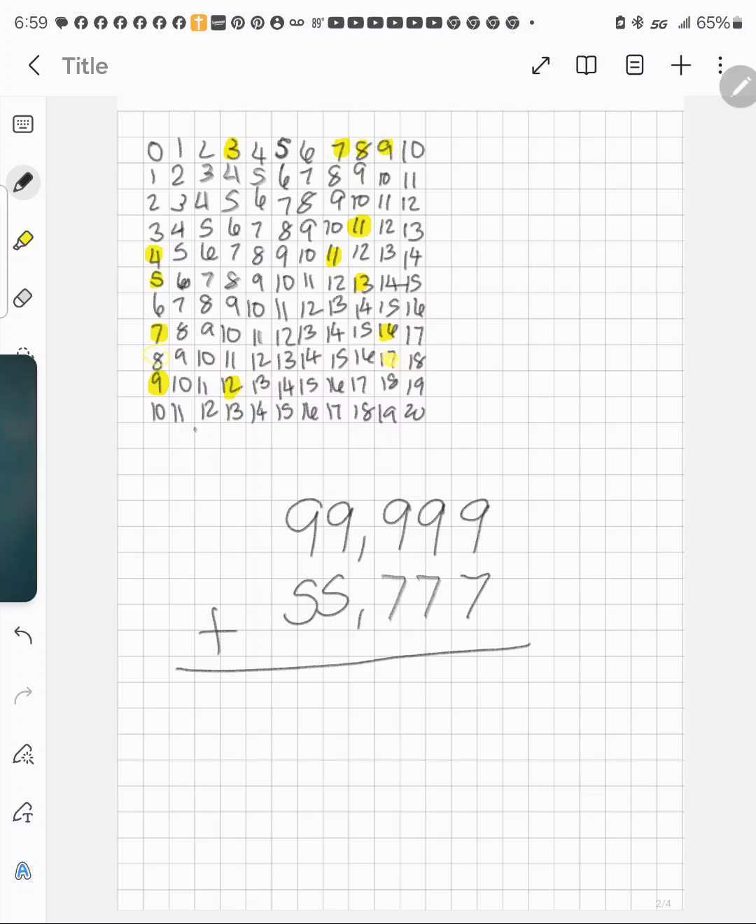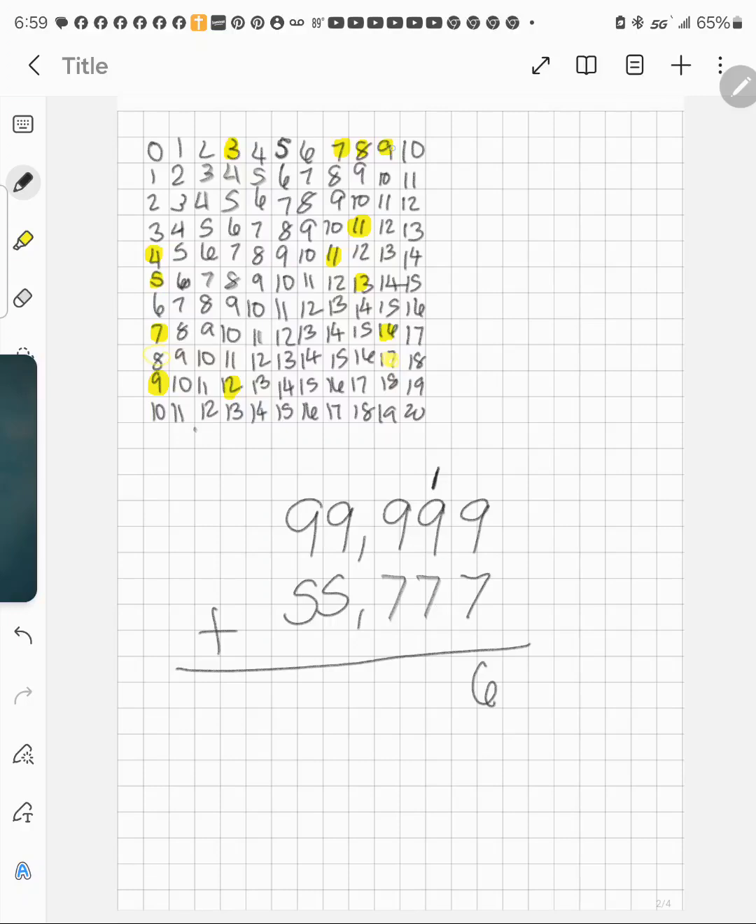So 9 plus 7, go to 9 and 7, see where they meet. 9 plus 7 is 16, right? You see it? So 9 plus 7 is 16. I can't put that whole 16 there. That's not going to work. So I have to carry that 1 over to the next place. And then I just go ahead and add again.